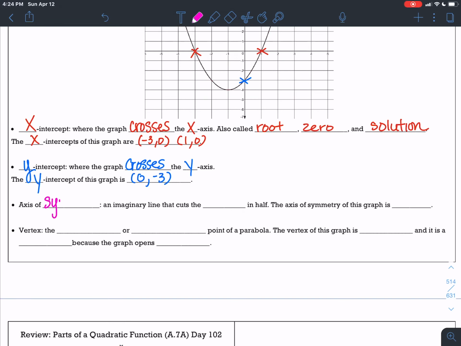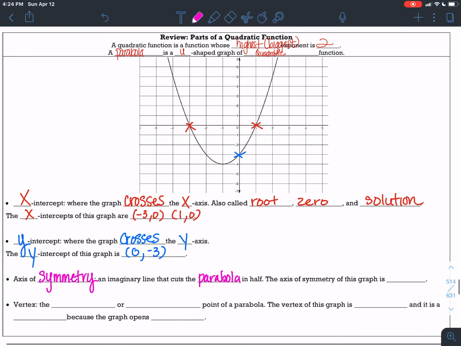My axis of symmetry is an imaginary line that cuts the parabola in half. So I'm going to look to see where I can see a mirror line, and it's there, and it touches at the x-axis, so x equals -1.